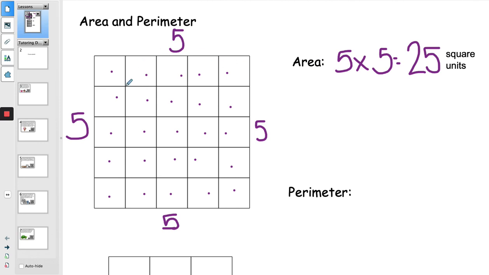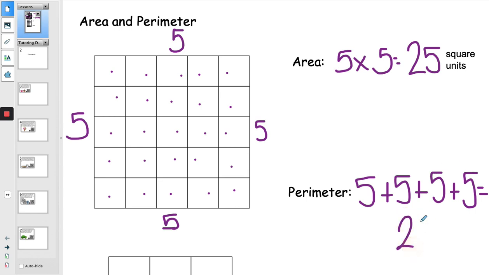Our area is everything that's inside our big square. So here's our big square. Our area is inside the big square. And for perimeter, that's around what the length is around my square. So for perimeter, I add up all of my 4 sides. So 5 plus 5 plus 5 plus 5, and I add that together. I get 10 plus 10 is 20. And again, I need my unit. It's just 20 units.